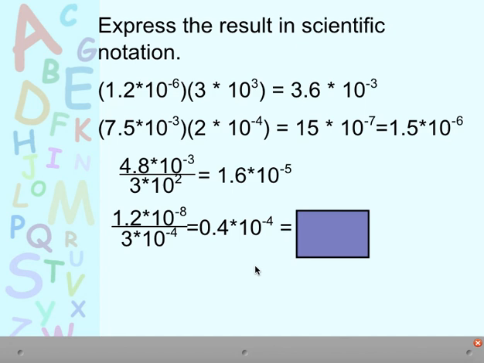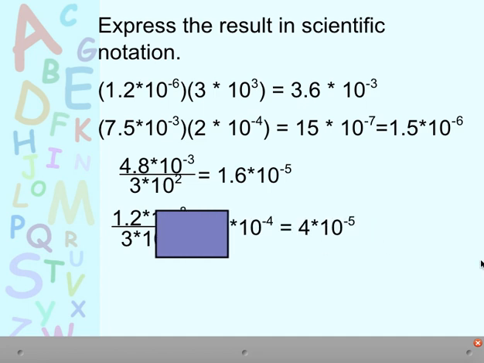And, well, we have 0.4 times 10 to the negative 4th. Remember, negative 8 minus a negative 4 is plus 4. And we borrow a 10 to get it to 4 times 10 to the negative 5th.